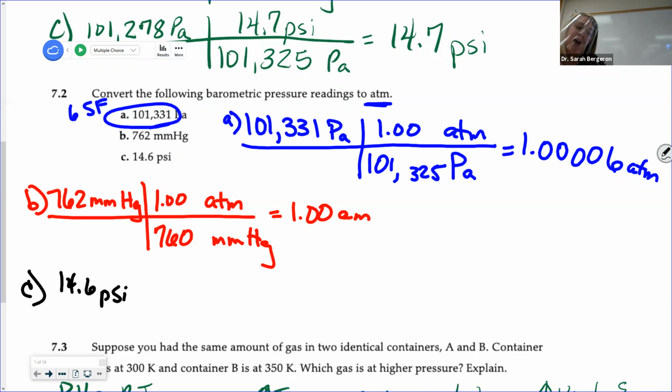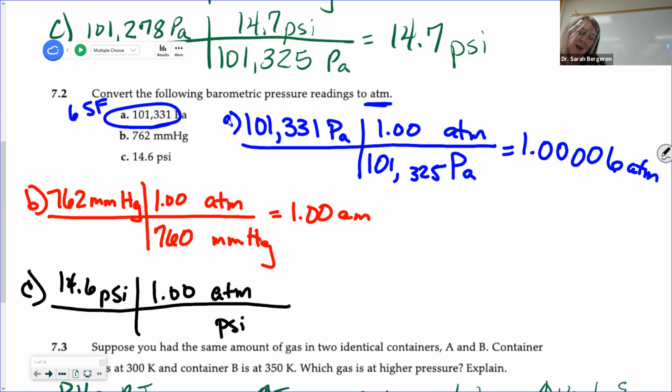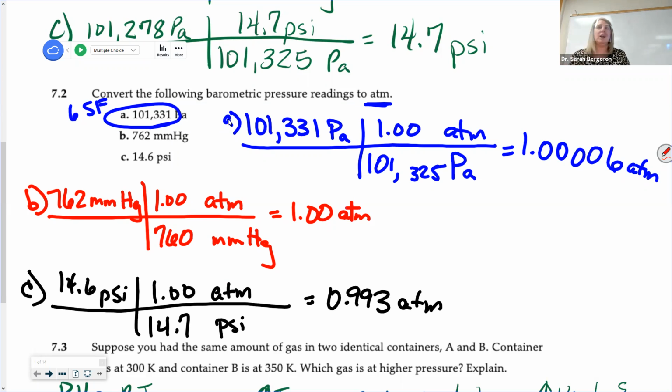Okay, how about C? 14.6 PSI. PSI is pounds per square inch. Do we have a conversion factor that will convert PSI to ATM? Yep. 1 ATM is how many PSI? 14.7. And what do we get? 0.993 ATM. Ooh, I missed my ATM. So all of these are about 1 ATM, right?